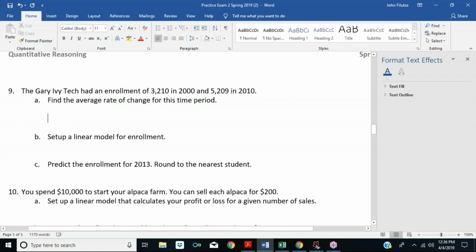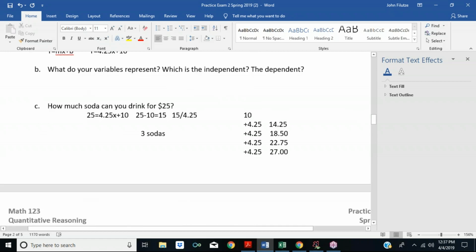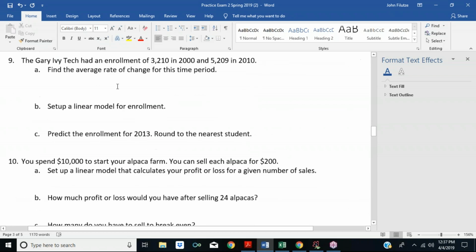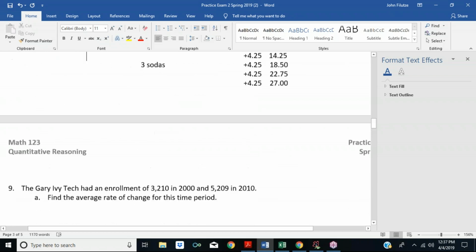This next one wants us to find the slope. Okay, so we have the year, which is the X, and we have the enrollment, which is the Y. So we're going to take the new minus the old. We're going to find the absolute change of each one. So we're going to take 5209.